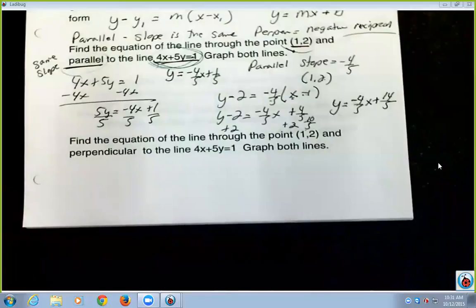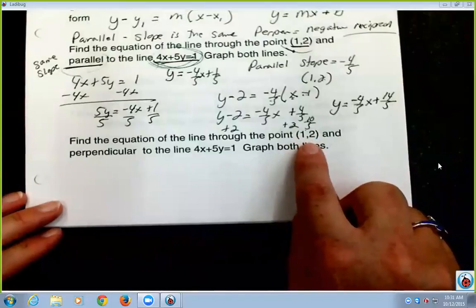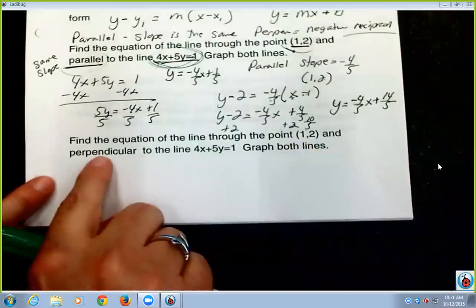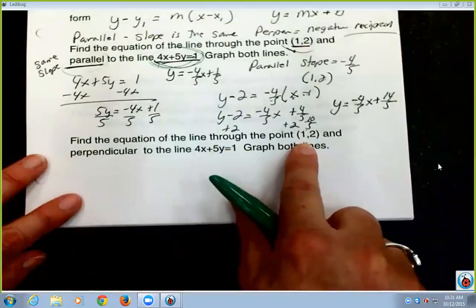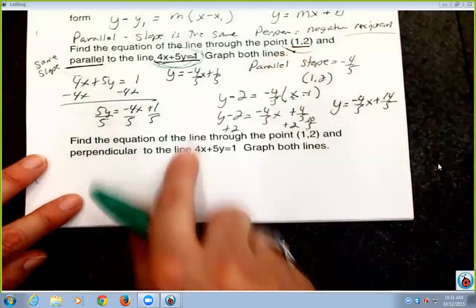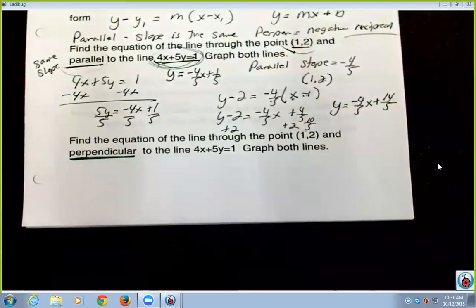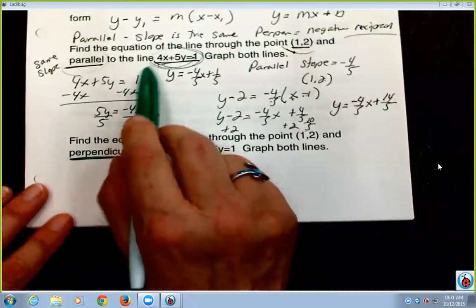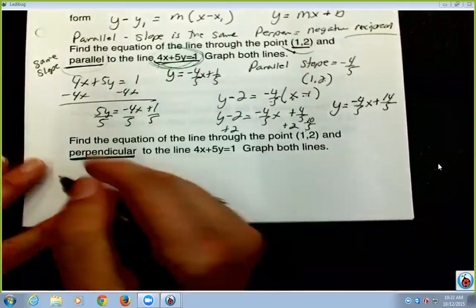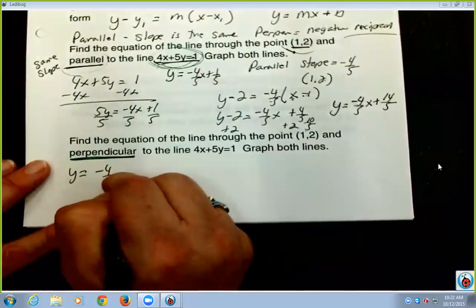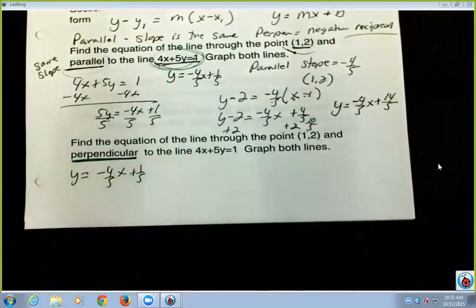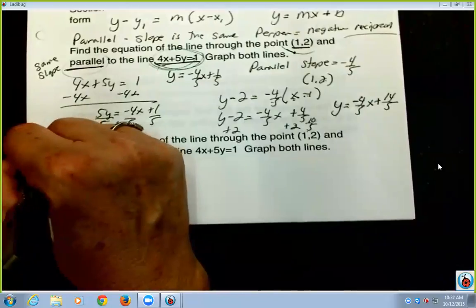The next one's similar. It's the same equation, the same line, but now instead of finding one that is parallel, I'm going to find a perpendicular. It says find the equation of the line through the point 1, 2, which is the same as I had up here, and perpendicular to the line. So if it's perpendicular to the line, I'm still using this same line. So I know from the one up above, y was equal to negative 4 fifths x plus 1 fifth. But I want perpendicular, so I want reciprocals and opposite sign.